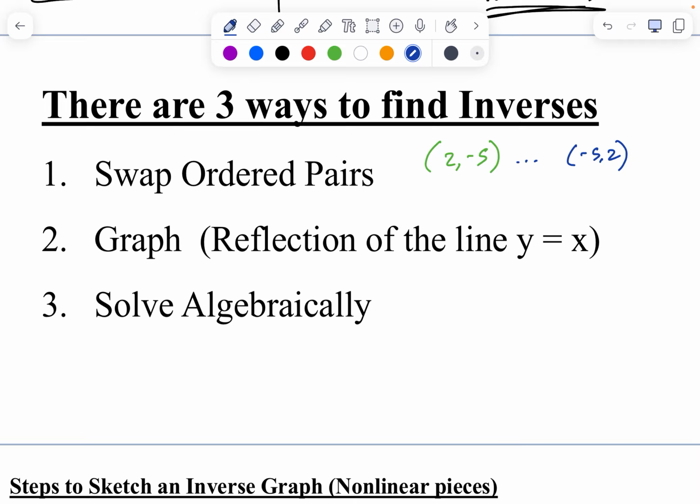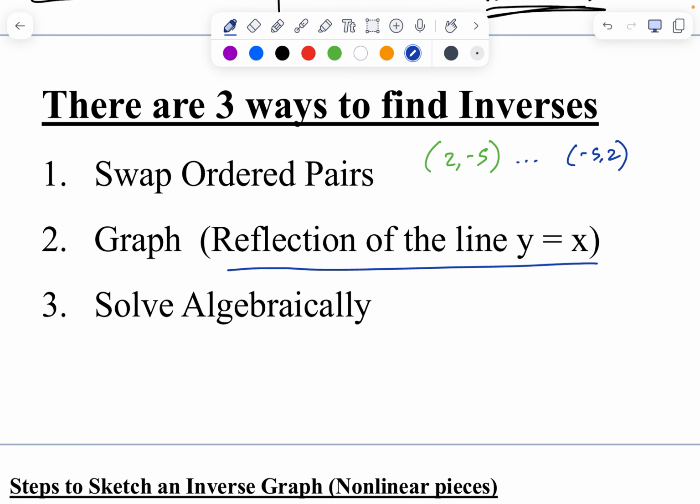So the way that we're going to find an inverse algebraically, the first thing that we need to do, because we've gotten into f of x notation, is recognize that that's just y. So I'm going to rewrite this as y equals negative 4x minus 9. That's the first thing we need to do.